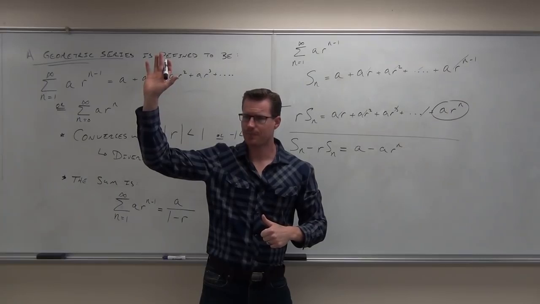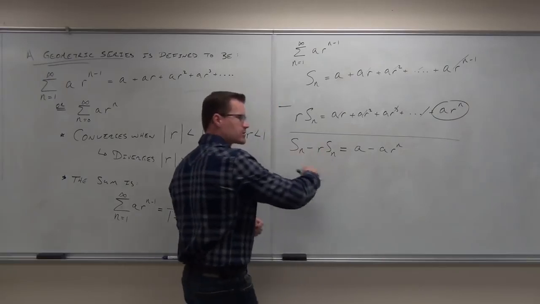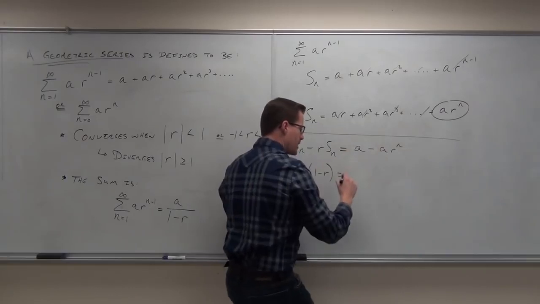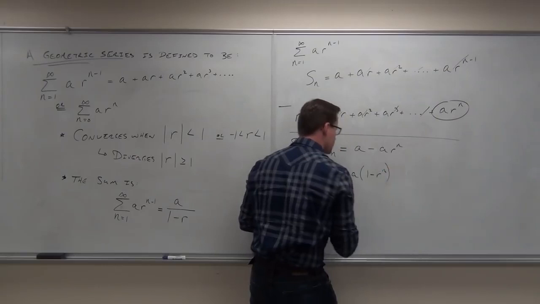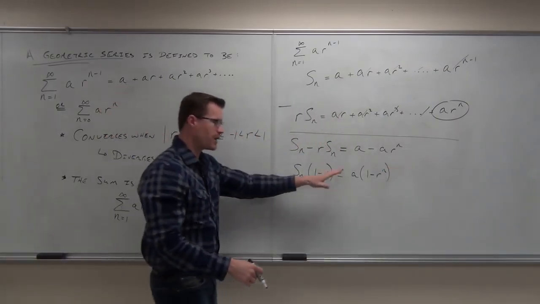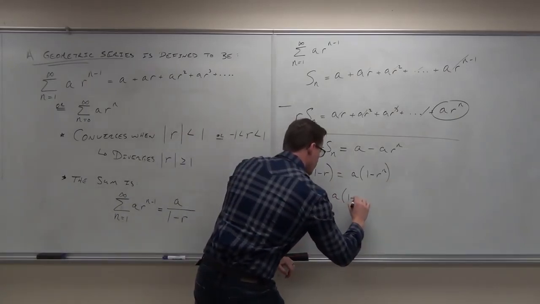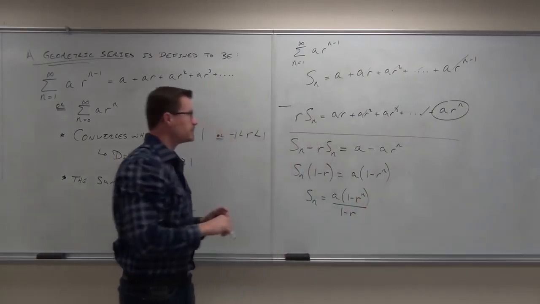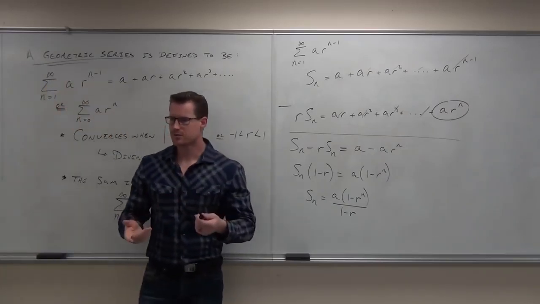Now here's what we're going to do. What we're going to do right now is we're going to solve this for s sub n. What that means is we're going to factor. If I factor out my s sub n, I get 1 minus r. If I factor out my a, I get 1 minus r to the n. Still okay with that? One last step, let's just divide by 1 minus r. Are you so far so good on this?